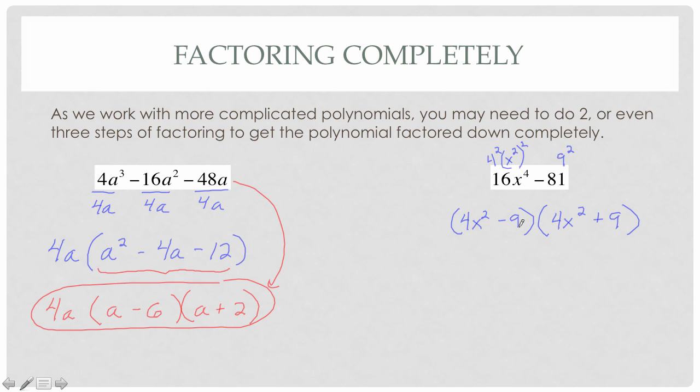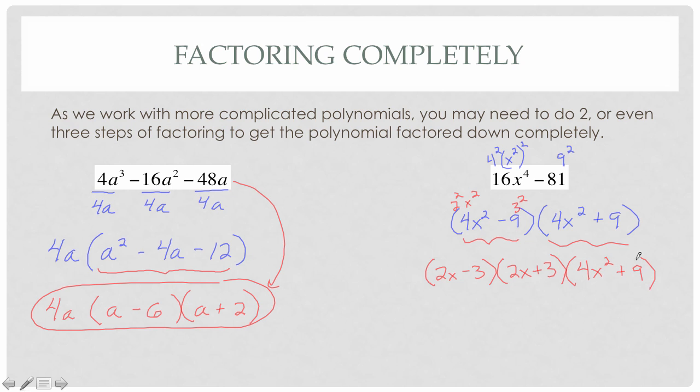Except there's more. Right here, I've got another difference of 2 squares, right? 4 is 2 squared. 9 is 3 squared. And I've got an x squared. So it looks like I can factor that into 2x minus 3 times 2x plus 3. And I still have all of this over there. I can't factor the sum of 2 squares, so that stays 4x squared plus 9.